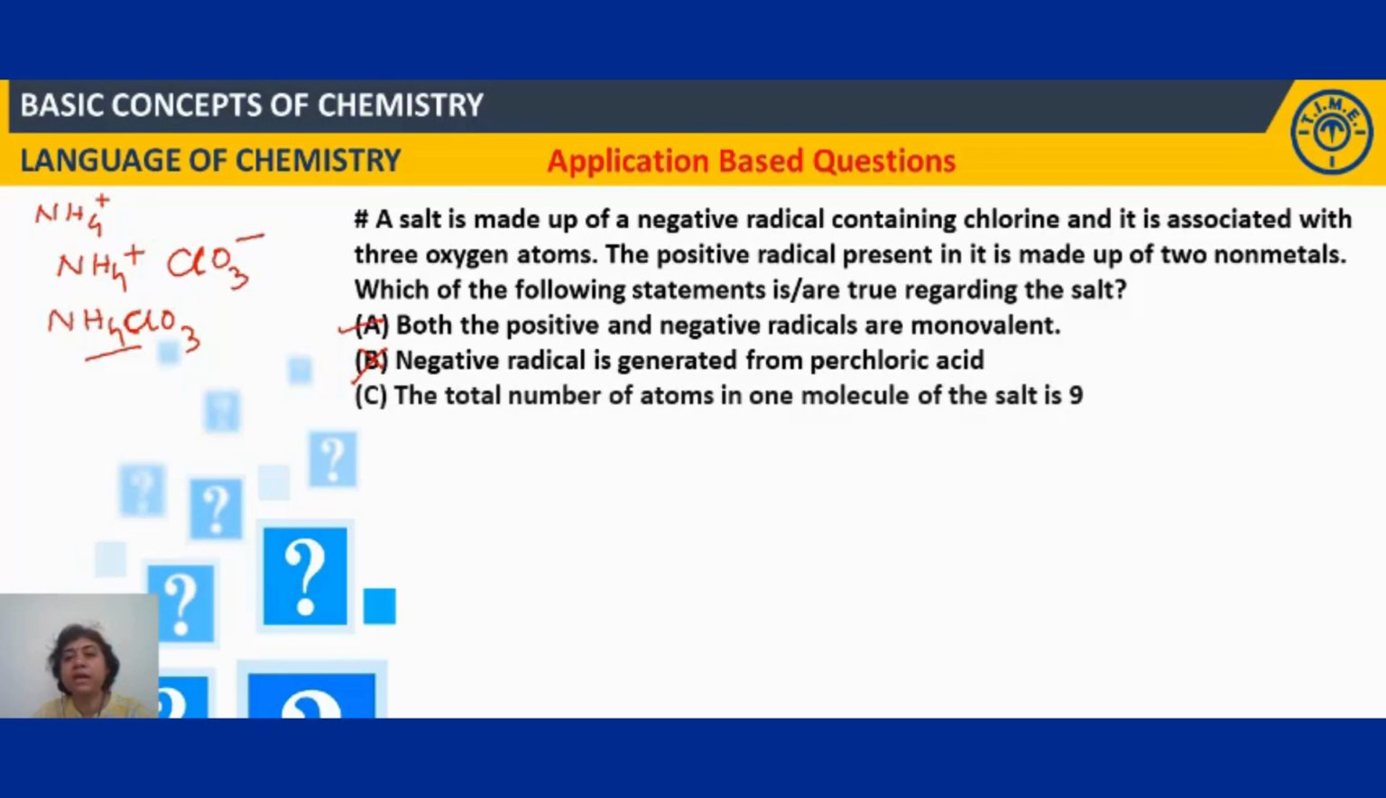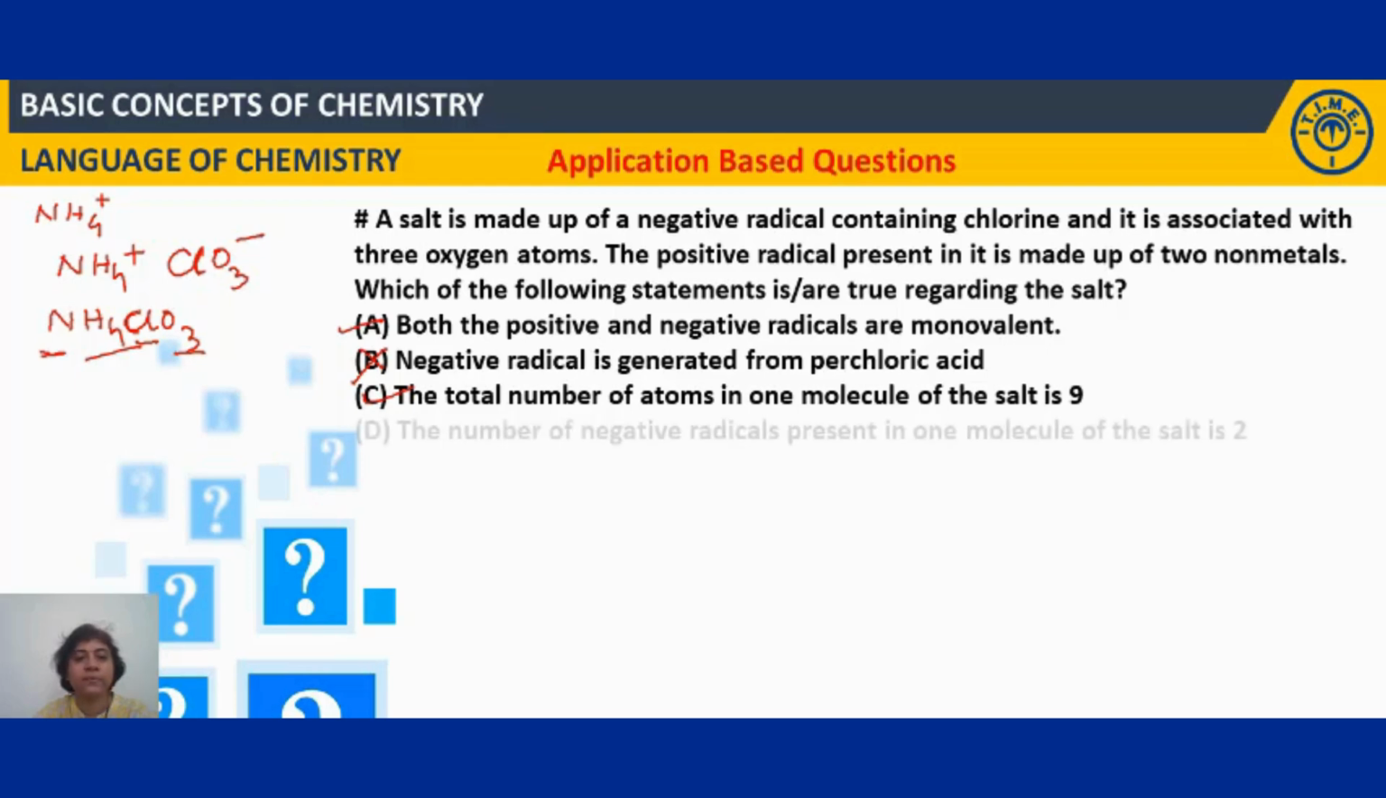The total number of atoms in one molecule of the salt is 9. Is it 9? NH4ClO3. Okay, so let us check it. So nitrogen 1, hydrogen 4. So it is 4 plus 1, 5, plus 1 chlorine plus 3 oxygen atoms. So 5 plus 4, 9. So this statement is correct. Let's move on to the next statement.